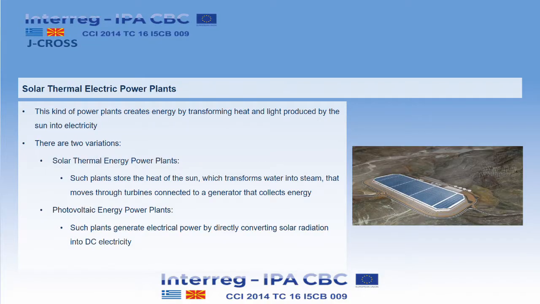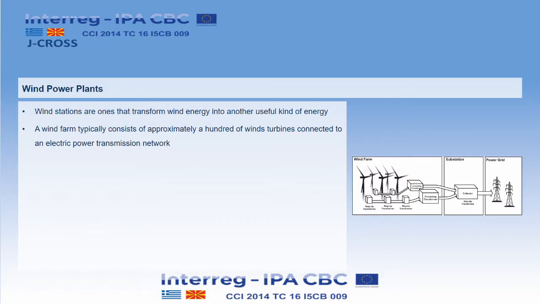Solar power plants create energy by transforming heat and light produced by the sun into electricity. There are two variations. Solar thermal energy power plants store the heat of the sun, which transforms water into steam that moves through turbines connected to a generator that collects energy. Photovoltaic energy power plants generate electrical power by directly converting solar radiation into DC electricity. Wind stations are ones that transform wind energy into another useful kind of energy. A wind farm typically consists of approximately 100 wind turbines connected to an electric power transmission network.